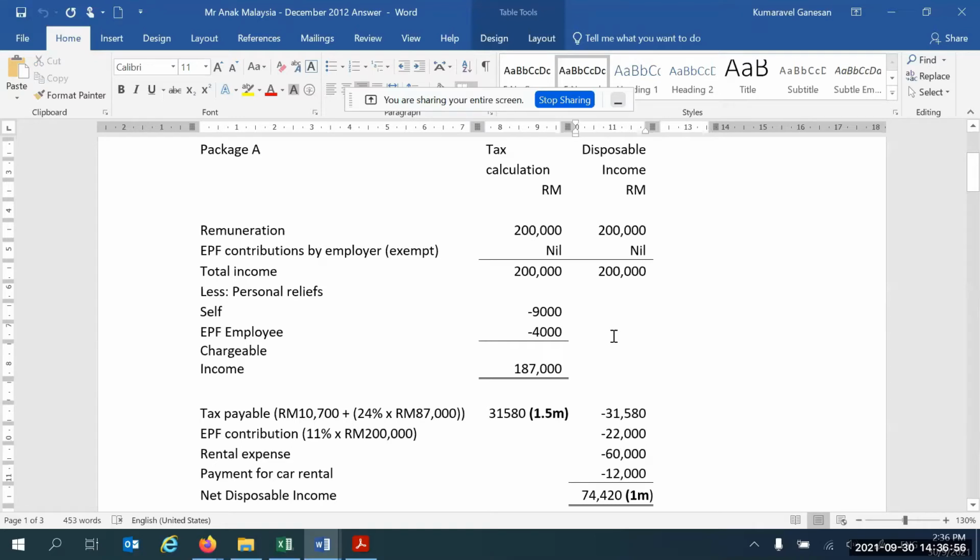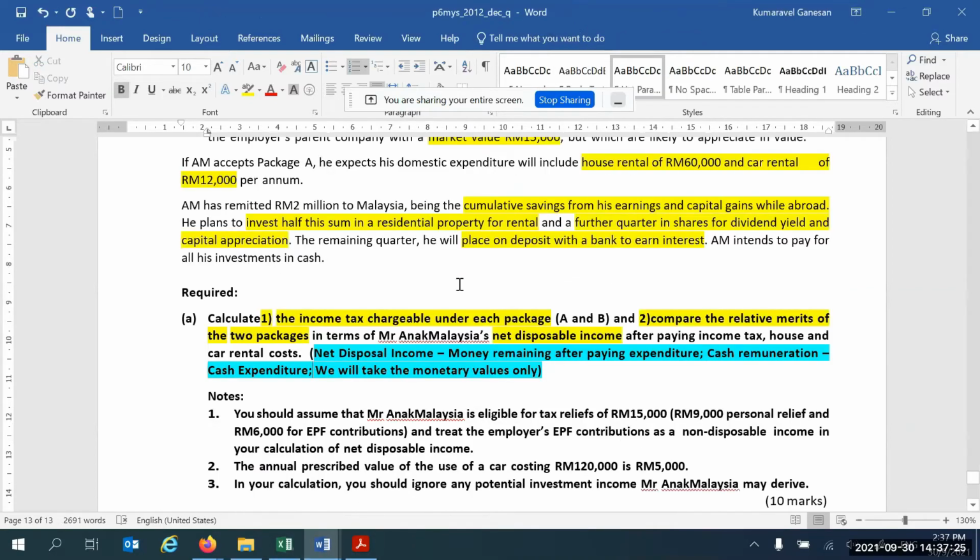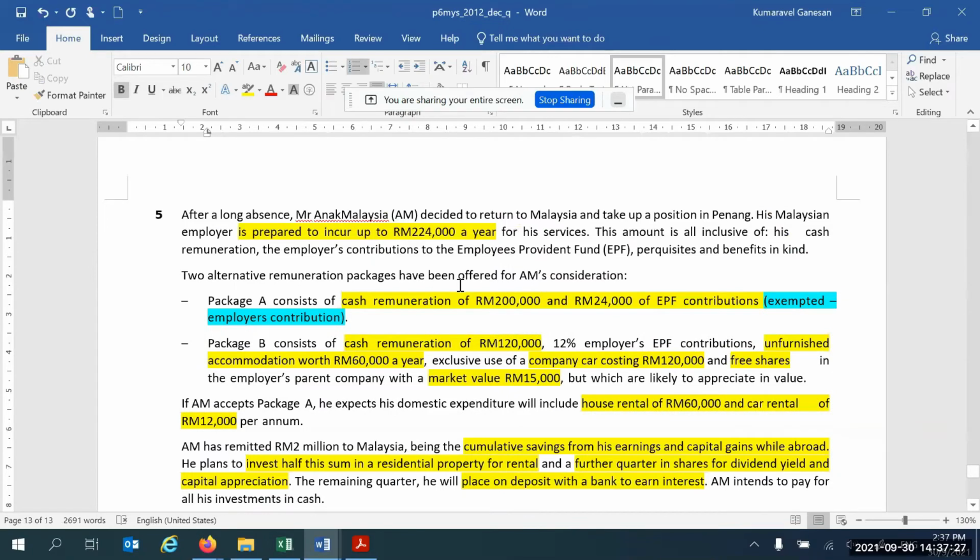Reliefs are not part of it because it's not a cash outlay. Tax payable is a cash outlay. EPF payment is also a cash outflow. Okay, now what else do I need to deduct? So go back to the question. They didn't tell you directly.